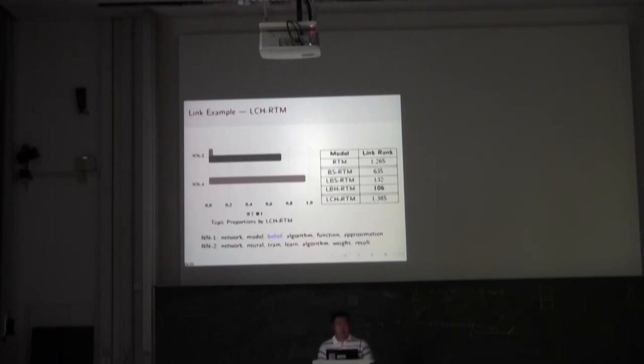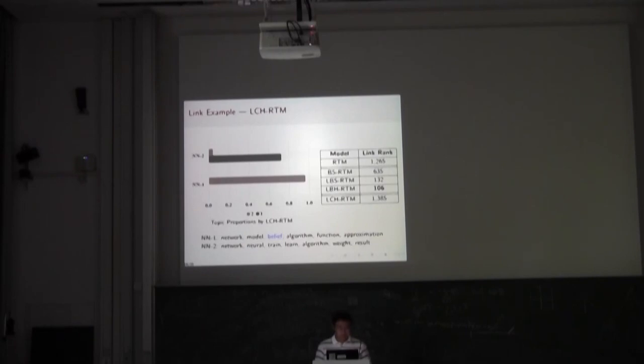Then let's compare the LCH RTM with LBH RTM. The only difference is the block detection method. So from here, we can conclude that the strongly connected components is actually not providing correct prior knowledge to topic inferring. So that's why it greatly harms the prediction performance.